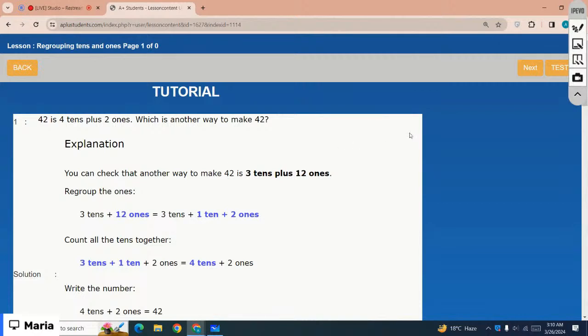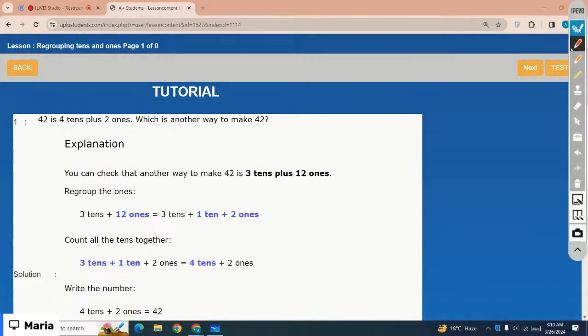Just look at this one. You can write 42 as 3 tens plus 12 ones, right? When you write 12 in the form of tens and ones, you can write 12 as 1 ten and 2 ones, right? So you can add 3 tens and 1 ten, they make 4 tens and 2 ones.